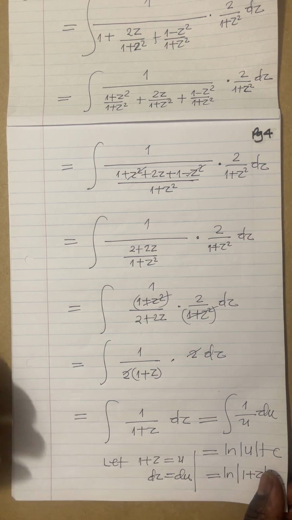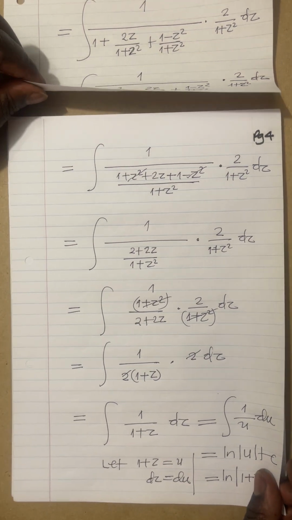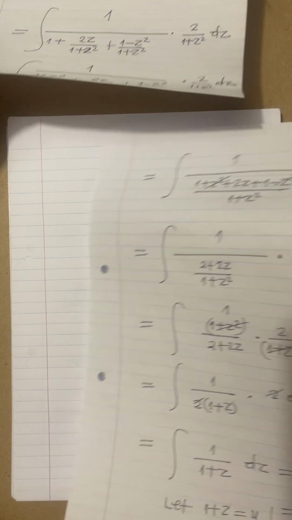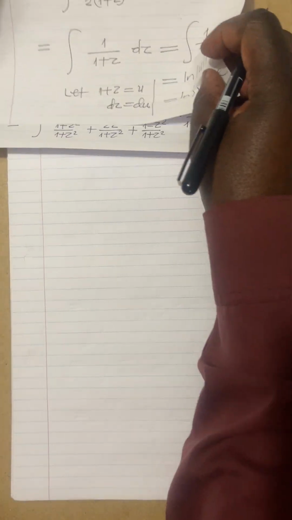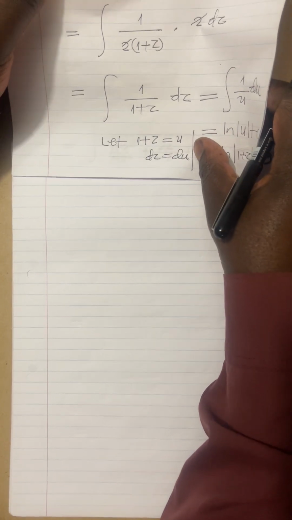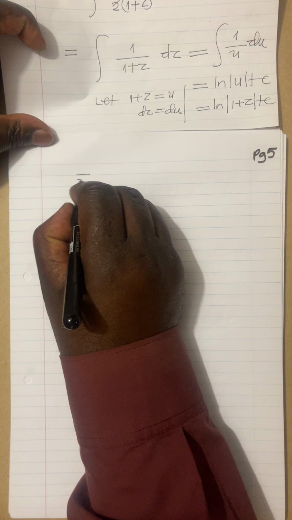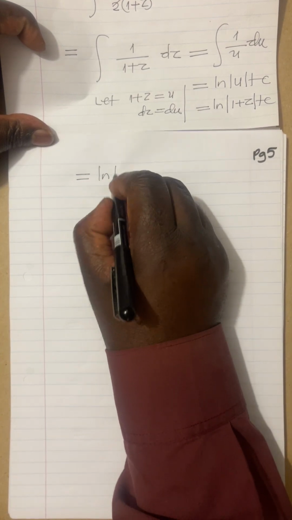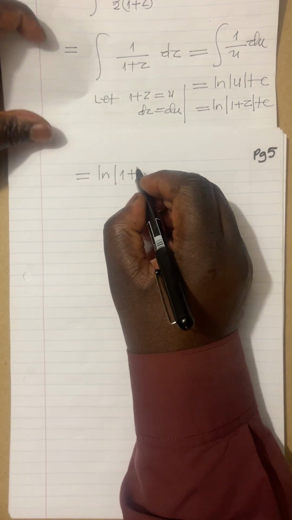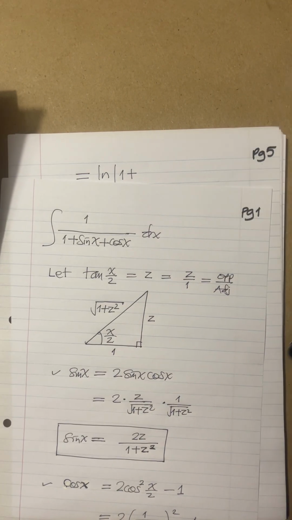Now we just have to put our original variable. So we're moving from z back to our original variable. Let me just write it down here. So basically we are saying that our integral simplifies to the natural log of 1 plus, what is z? Well, to get the value of z, we move back to our page 1. Page 1 is somewhere here. There is our page 1.